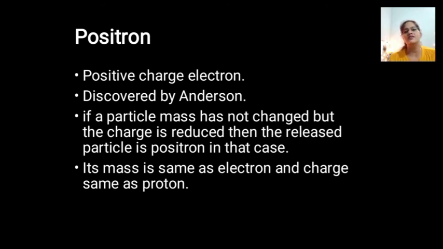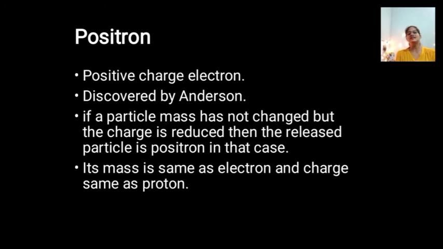Now what is a positron? It is a positive charge electron. It was discovered by Anderson, and if a particle's mass has not changed but the charge is reversed, then the released particle is the positron. By that we can understand this, right?